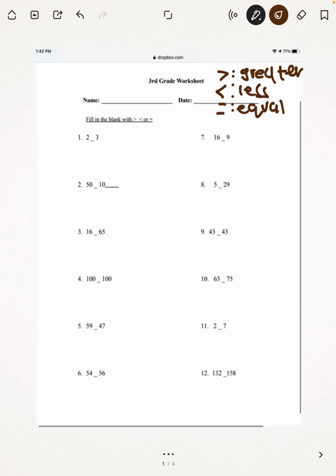So we're going to be doing some examples, and the first problem we're going to be doing is number 2. So the problem is 50 something 10. So is 50 greater than 10? Is it less than 10? Or is it equal to 10? It's obviously not equal to 10 because 50 and 10 are not the same number. It's not less than 10 because 50 is a bigger number than 10, so it's going to be greater than 10. So our answer is the greater than sign.